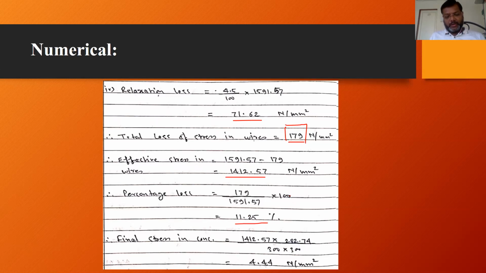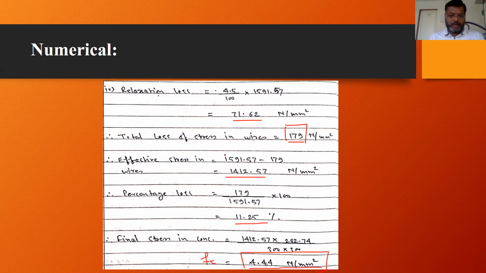Okay. So now again, in reverse direction, you have to calculate the final stress available in the concrete. FC value, revised value of FC we have to find out after loss. So the total effective stress in wire is 1412.57 Newton per mm square, and you have to multiply it with the area of wires. That area of wire we have calculated, 282.74, and divided by cross section of the concrete, that is B into D of concrete. So you will get the final stress in concrete as 4.44 Newton per mm square. Okay. So this is the total final stress in the concrete after all losses, the revised value of stress FC.